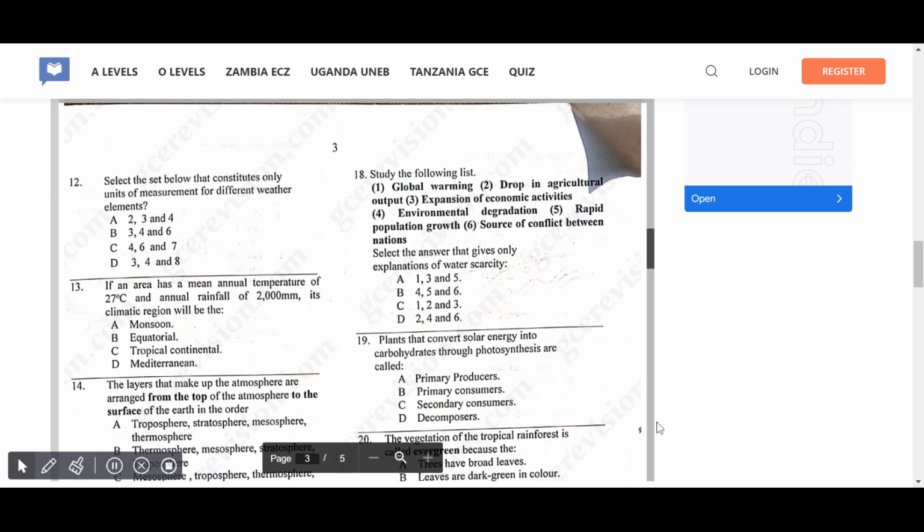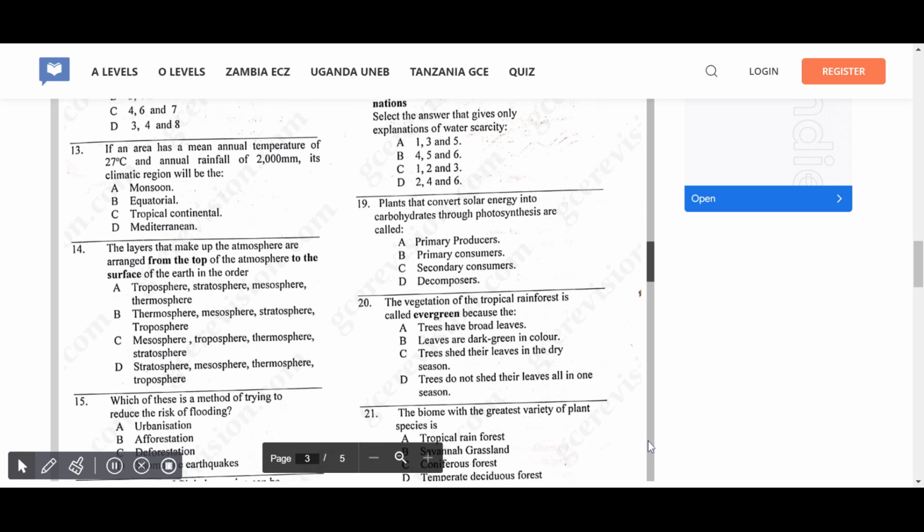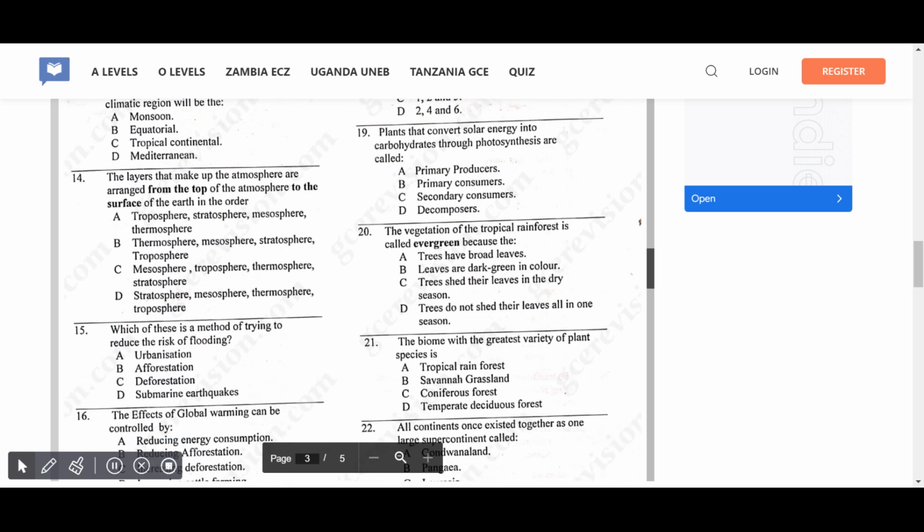Question 19. Plants that convert solar energy into carbohydrates through photosynthesis are called... The answer is A, primary producers.